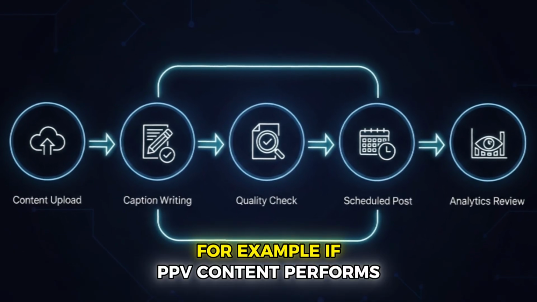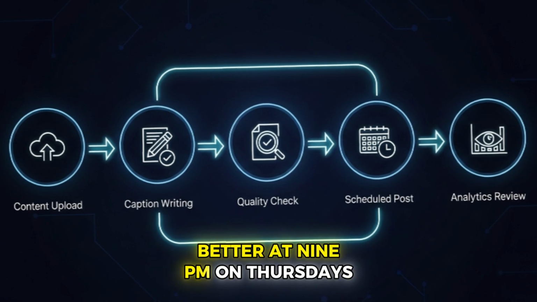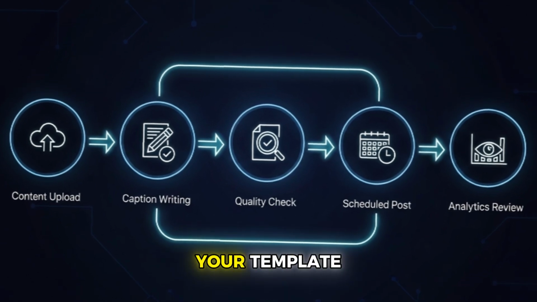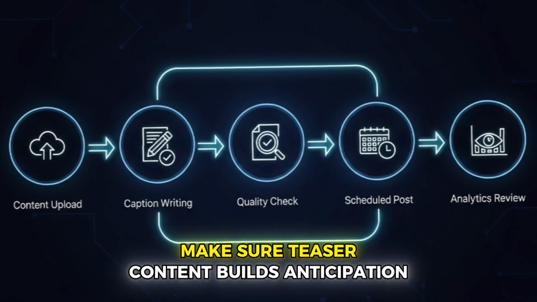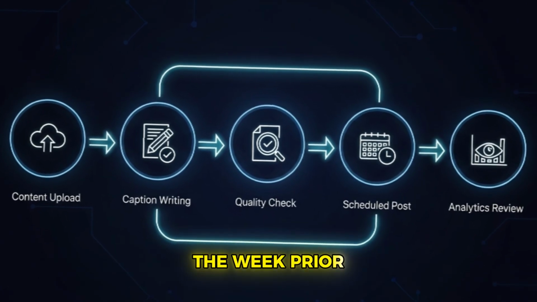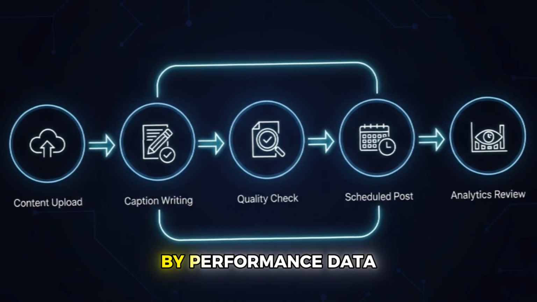For example, if PPV content performs better at 9 p.m. on Thursdays, make that a fixed rule in your template. If subscription renewals peak on the 28th of each month, make sure teaser content builds anticipation the week prior. Every scheduling decision must be backed by performance data.